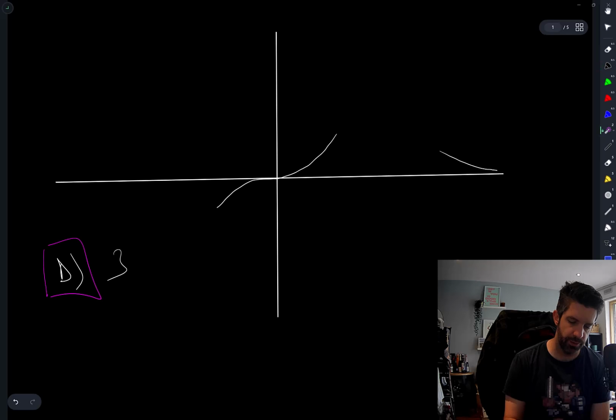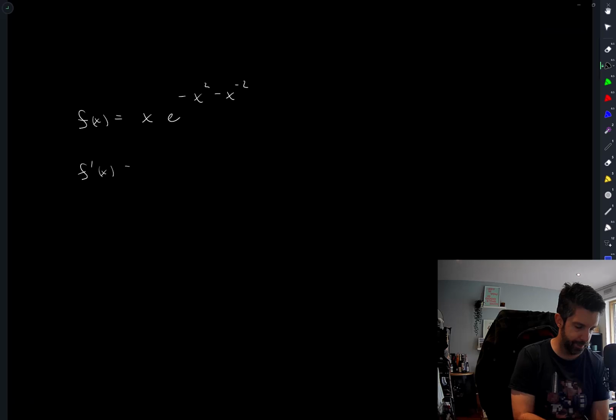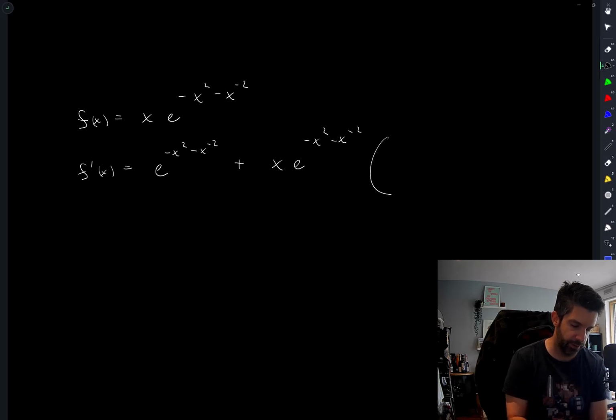But if I wanted to show this, I'd be taking derivatives, and maybe we can do that. It's like a little exercise. So f of x is equal to x e to the negative x squared minus x to the negative 2. This is for x not equal to 0. So f prime is equal to e to the negative x squared minus x to the negative 2, plus x e to the negative x squared minus x to the negative 2, times the derivative of that exponent, which is negative 2x plus 2x to the negative 3.